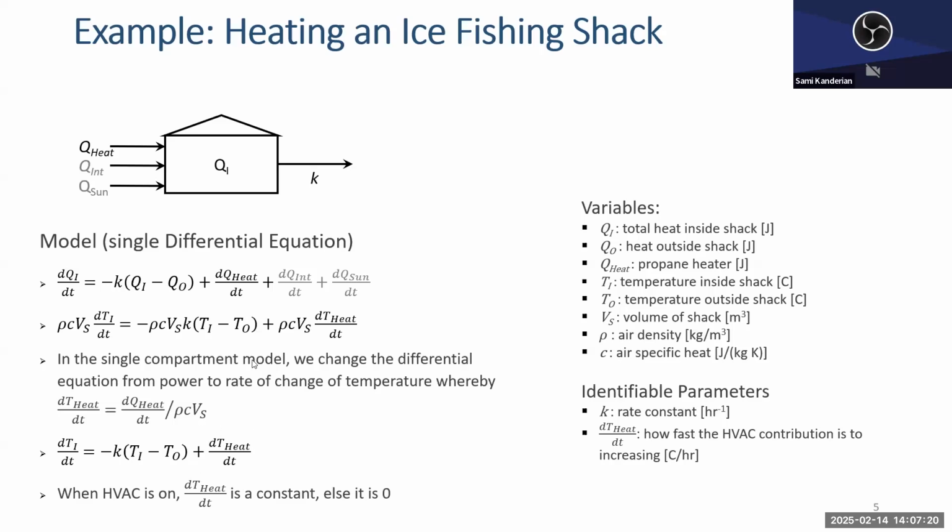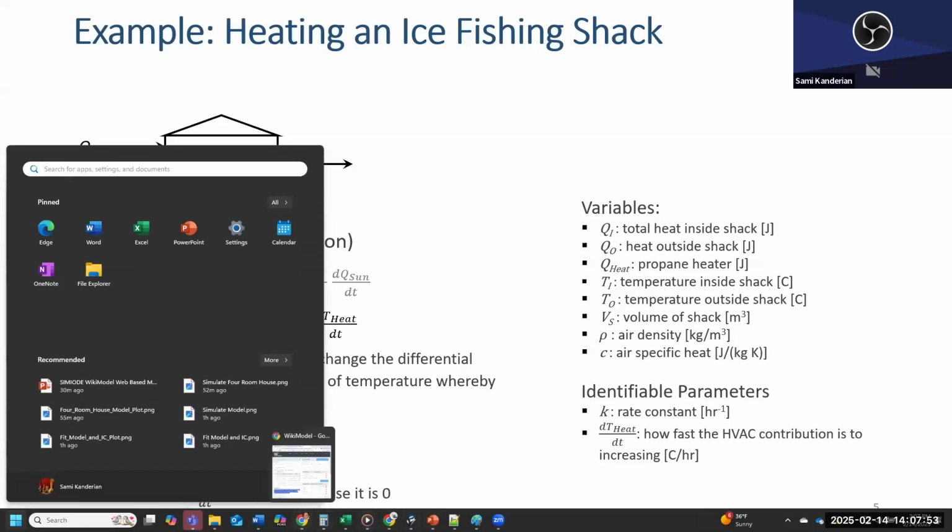And so I've converted the power of the heater, dQ/dt, to dT/dt. If I know the density and the specific heat of air, as well as the volume of the shack that we're in. So basically, we just have one simple equation. So now I'm going to bring up WikiModel to see how we can simulate this. So let me bring up my page.